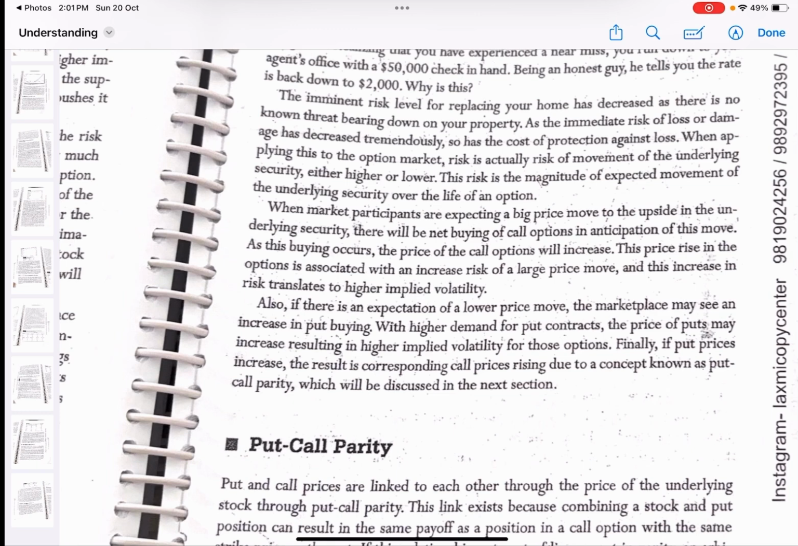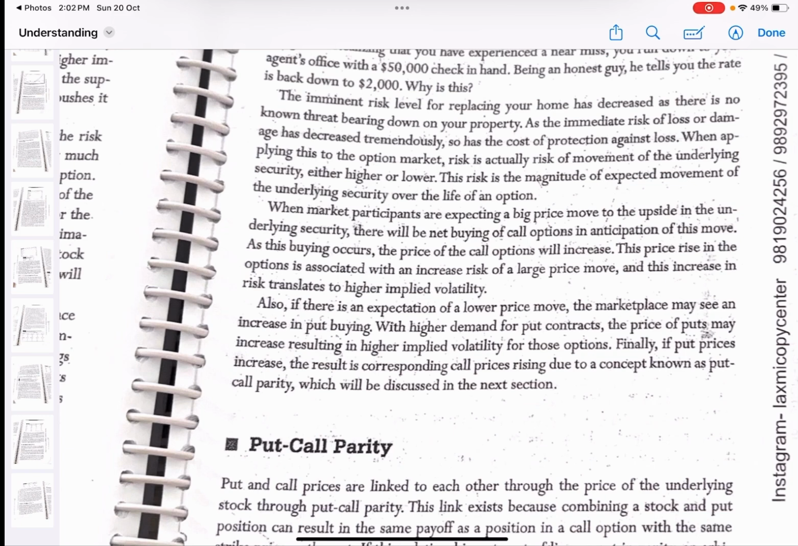As the immediate risk of loss or damage has decreased tremendously, so has the cost of the protection against the loss. When applying this to the options market, risk is actually the risk of the movement of the underlying security, either higher or lower. The risk is the magnitude of expected movement of the underlying security over the life of an option.